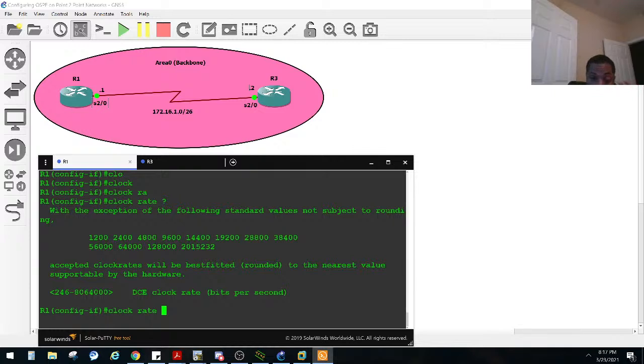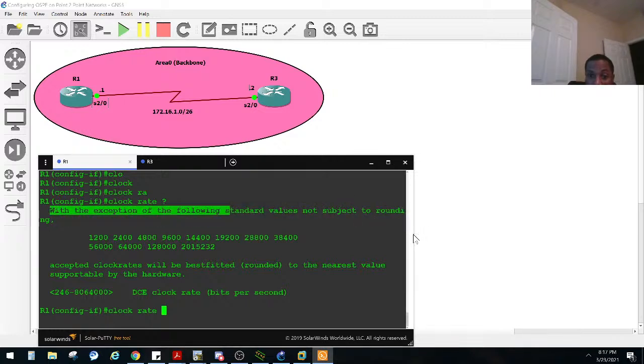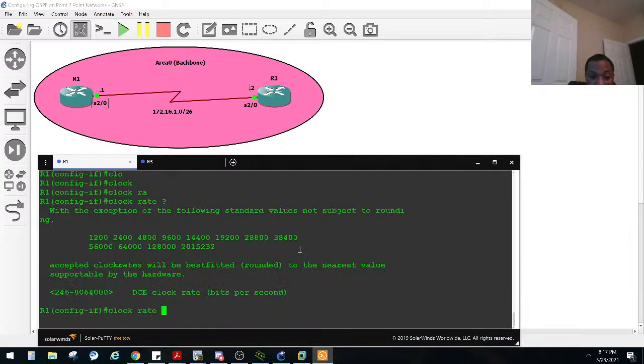They asked for 768 kilobits per second. I might have to convert this from kilobits to bits, because if you notice here, when you put the question mark and use the context-sensitive help, it says, with the exception of the following standard values, which are not subject to rounding. They said they wanted 768 kilobits per second. Let me do this over again so y'all can see.